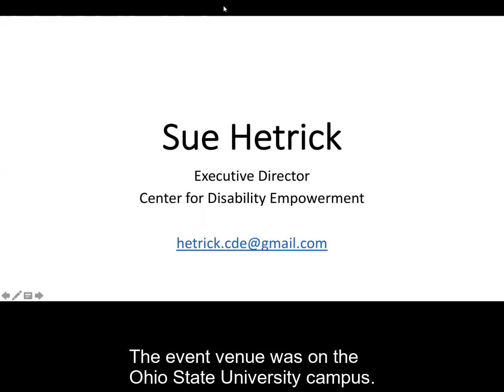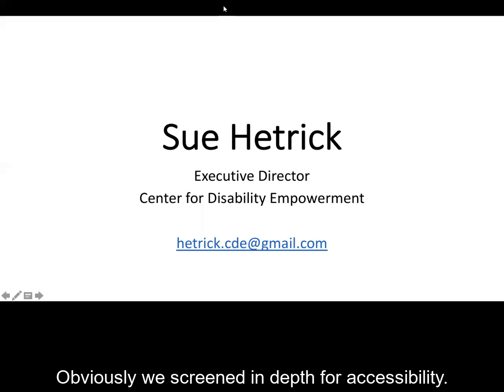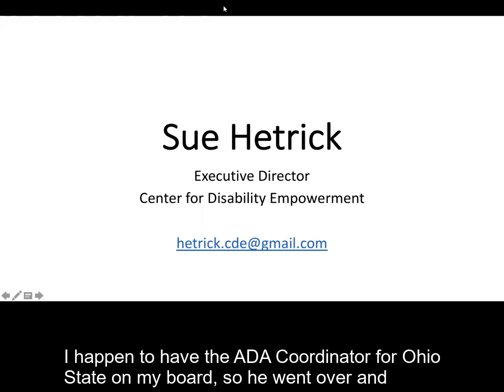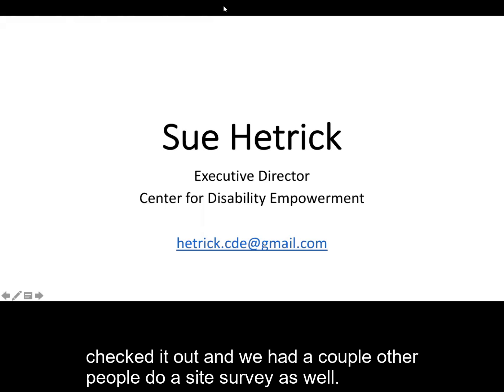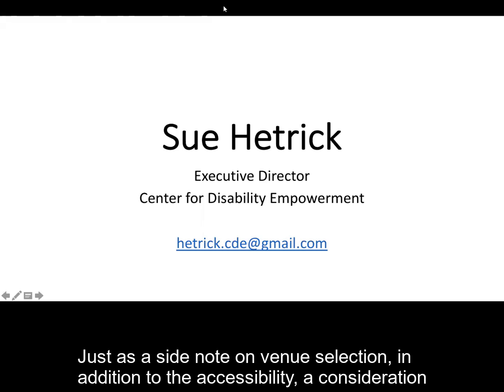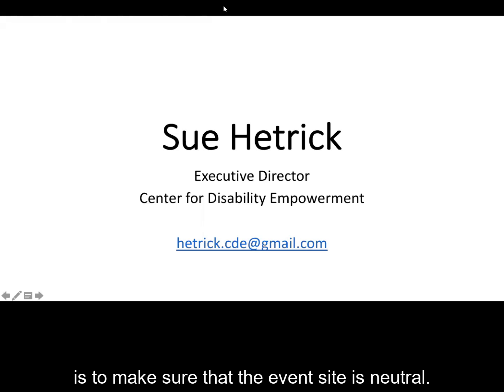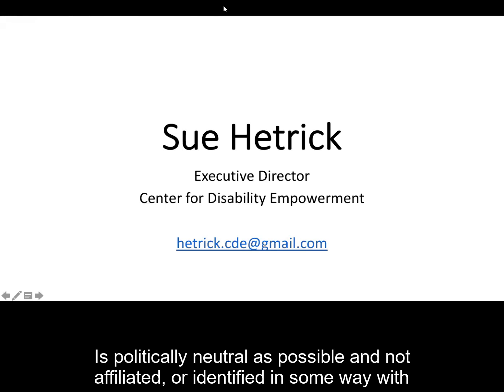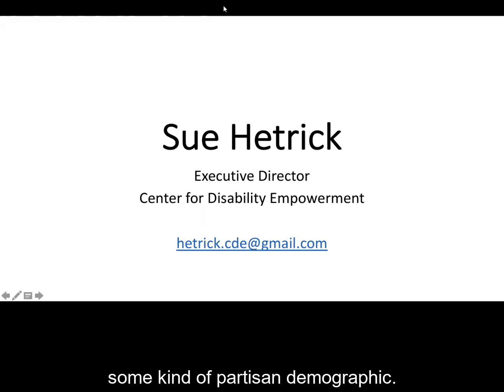The event venue was on the Ohio State University campus. Obviously, we screened it in depth for accessibility. I happen to have the ADA coordinator for Ohio State on my board, so he went over and checked it out, and we had a couple of other people do a site survey as well. Just as a side note on venue selection, in addition to the accessibility, a consideration is to make sure that the event site is as politically neutral as possible and not affiliated or identified in some way with some kind of partisan demographic.